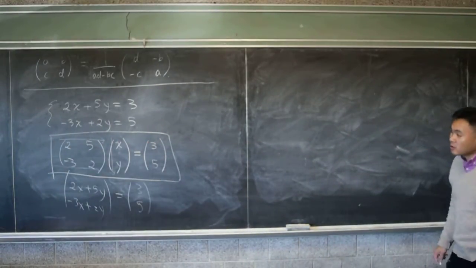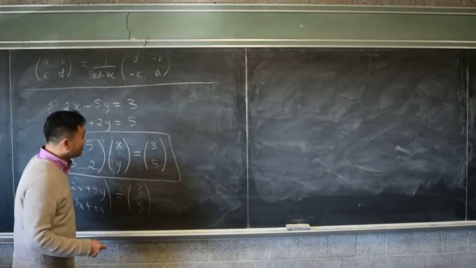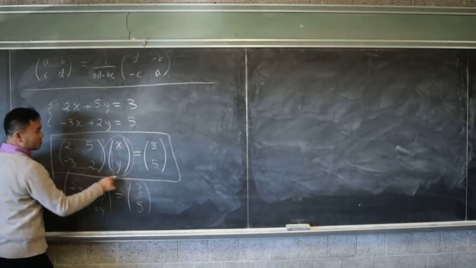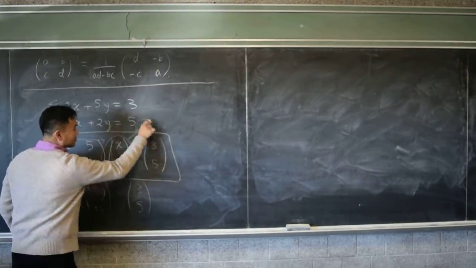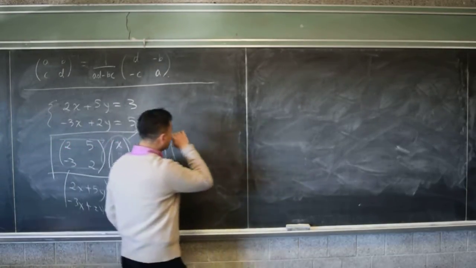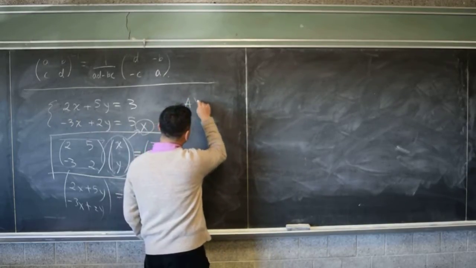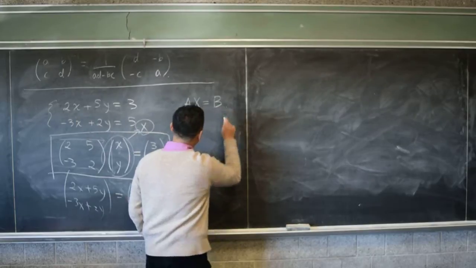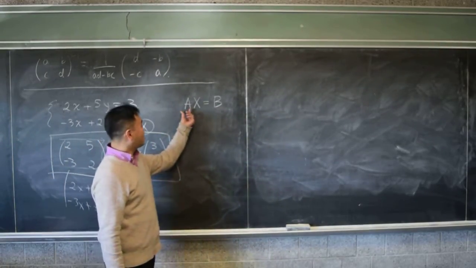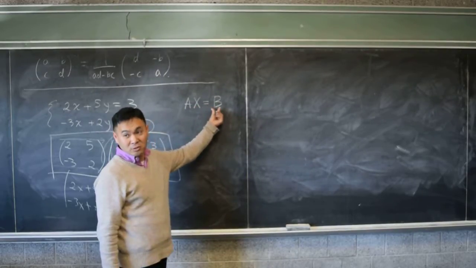Now what do you do? Well, look at this and see how it looks. If I call this matrix X, this matrix A, and that one B, this system has the following form. It's AX equal to B, between matrices. So it's a matrix times a matrix equal to another matrix.